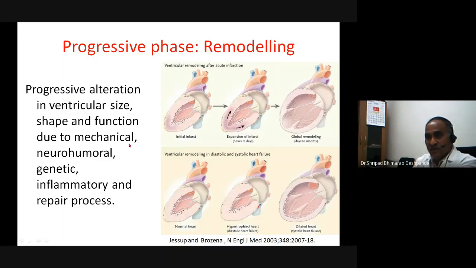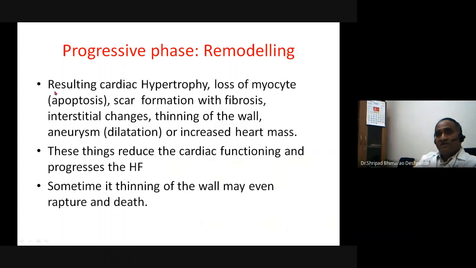That is the remodeling. Now, because of the remodeling, there is cardiac hypertrophy, loss of myocytes, and scar formation. The loss of myocytes is due to apoptosis, the scar formation, the fibrosis, the interstitial changes, thinning of the wall, and it may produce a dilatation and aneurysm, and may rupture, and a decreased heart mass or increased heart mass, whatever.